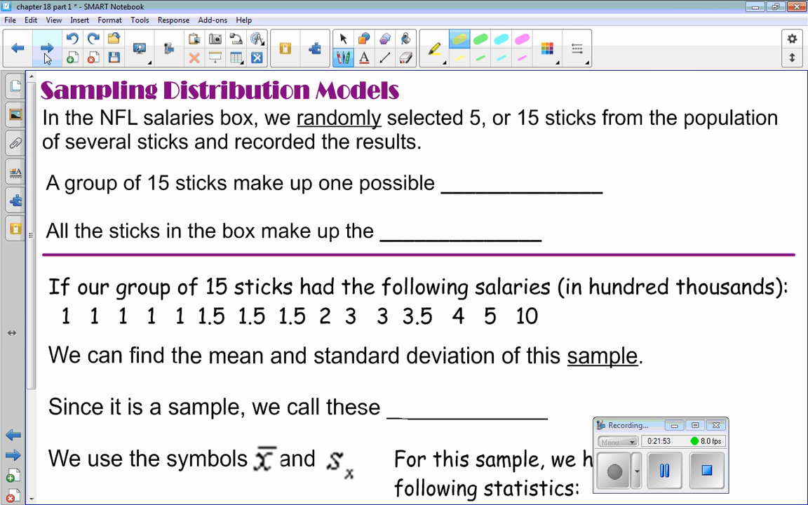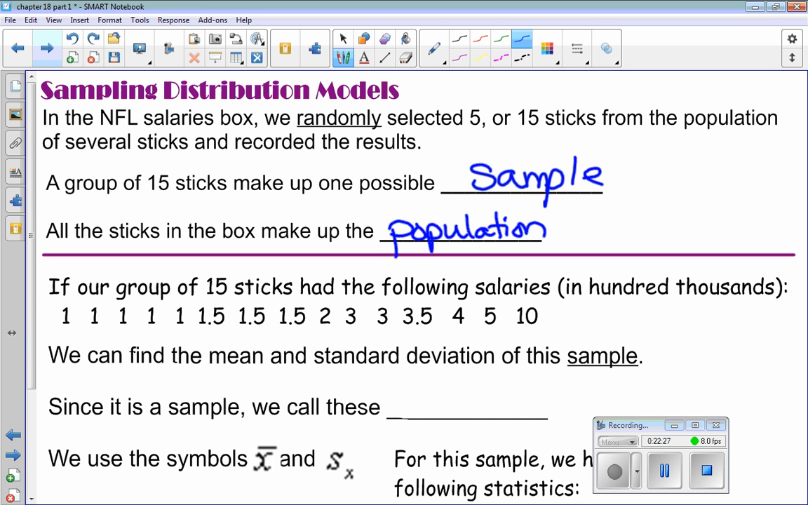In our box, we haven't been diligent about doing it every day, but we've been pretty good. In this box, a group of 15 sticks, like we were doing on this last chart here. If I took a group of 15, what is that called? Let me just pretend this is a group of 15. What is this called? Okay, it's called a sample. We know that. Good. And all of the sticks represent, okay, that's kind of important to understand the difference.